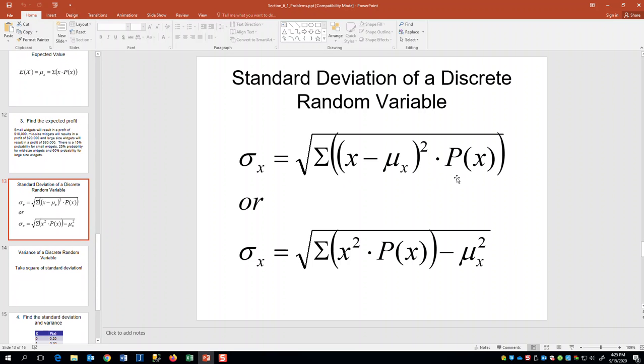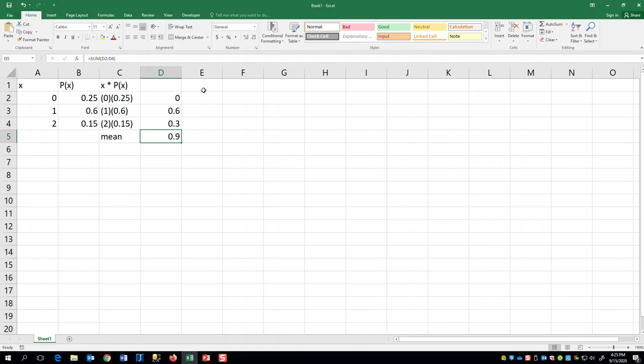Okay, so here are our formulas for standard deviation. The easiest one is the second one. This says we need a column x squared. So on your paper, you create another column with x squared, and that would be taking your x value times itself. So 0 times 0, 1 times 1, 2 times 2, which would give us 0, 1, and 4. So these are our values for x squared.